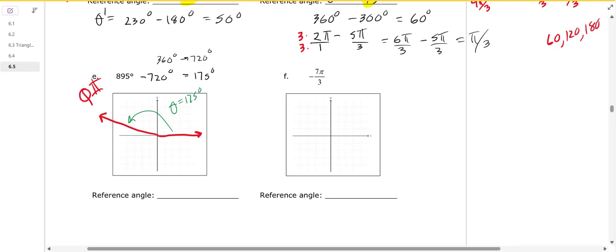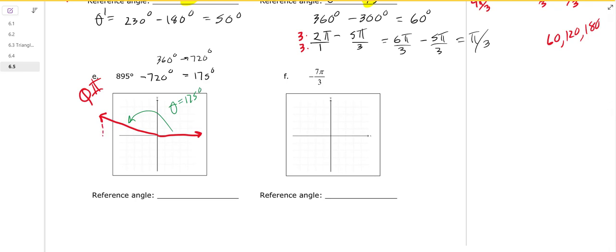And then again, what you're going to do is draw straight down to the x-axis to form your triangle. So theta prime would be 5 degrees. So you would be doing 180 degrees, halfway around the circle, less the 175 to get that reference angle of 5 degrees. So that's how you would put that together.